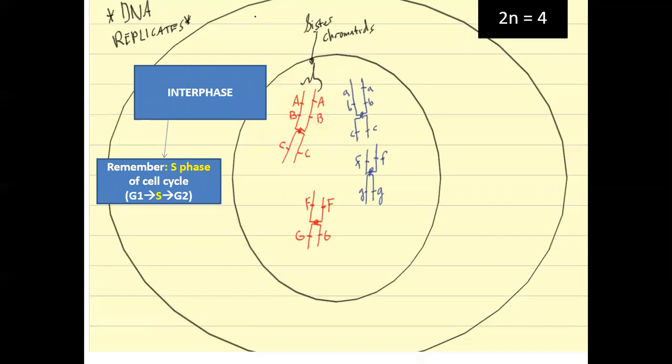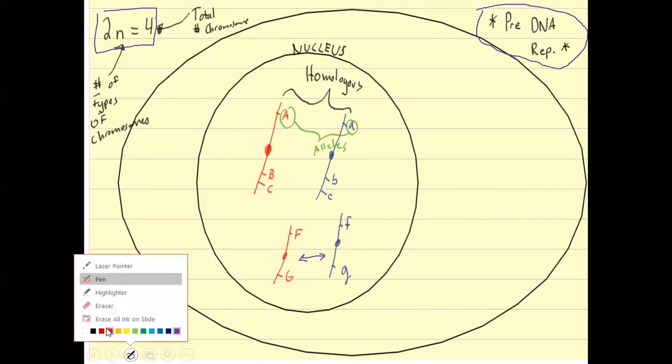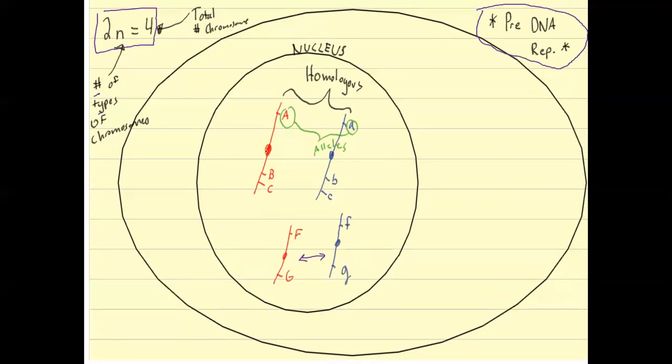your DNA has to replicate. So basically, if I were to go through this and make sure that you guys can do this as well, I'll try and keep the colors consistent. If I were to replicate this chromosome, if I made an exact copy of it, I want you to understand that it would look like this. This will be A, this would be B, and this would be C.